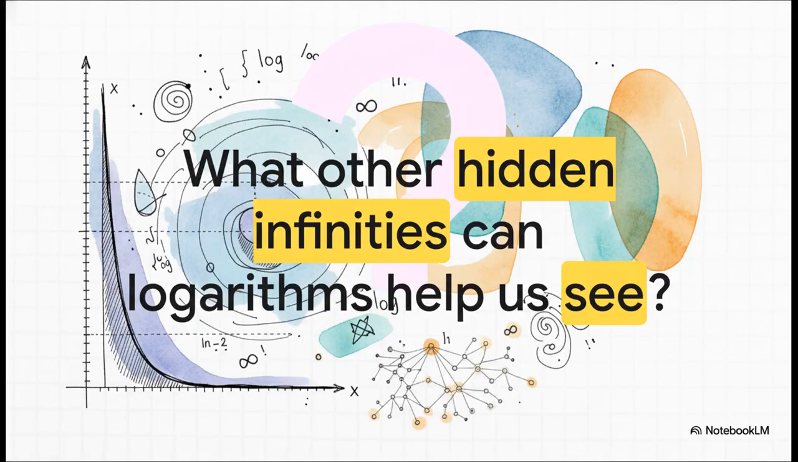Which kind of leaves us with this final mind-bending thought. We know the graph extends infinitely downwards along its asymptote. Well, later on in calculus, you're going to learn that the area trapped between that curve and the x-axis can also be infinite. So it makes you wonder, if a simple log graph can contain an infinite area within its curve, what other hidden infinities are logarithms waiting to help us see?